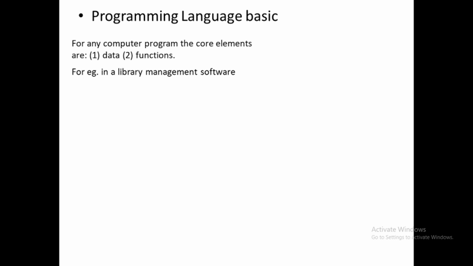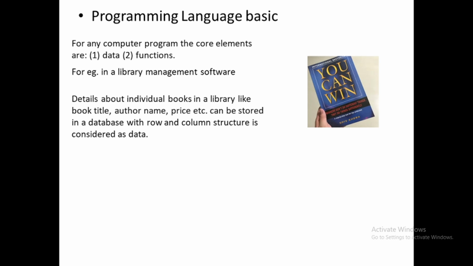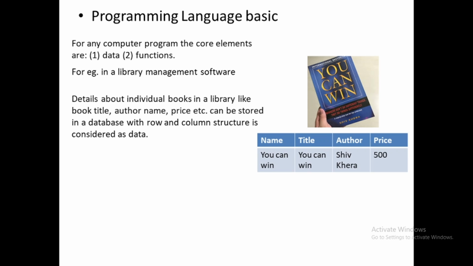Say for example, library management software. Details about individual books in a library, like book title, author name, price, etc., can be stored in a database with row and column structure, is considered as data. Say suppose here the book is given, You Can Win. So we need to store the information about this book. So it can be stored in row and column fashion as given here. You can see name, title, author, price.